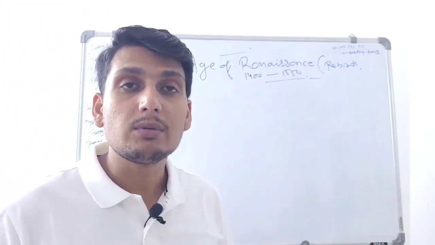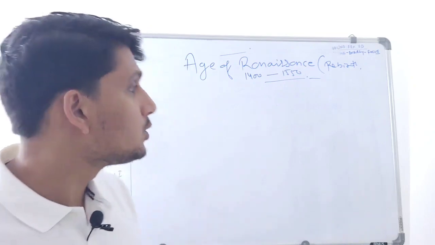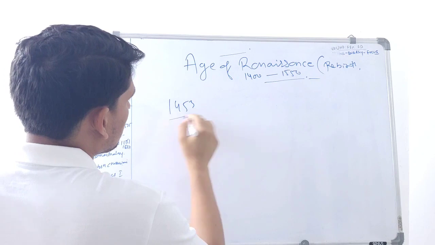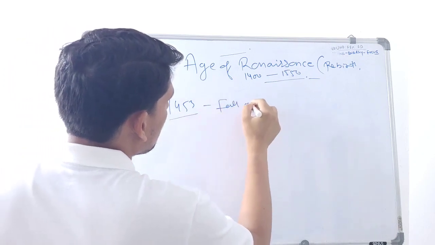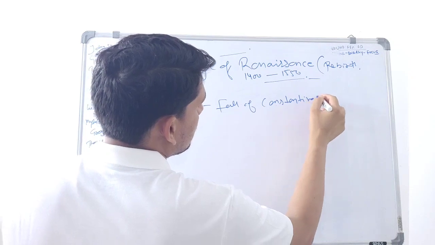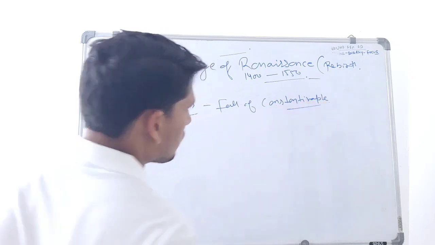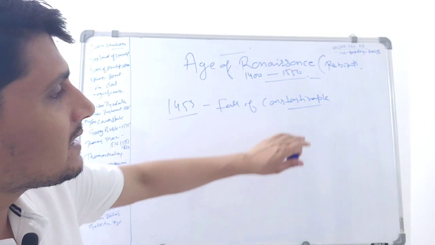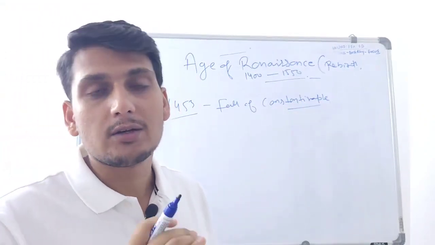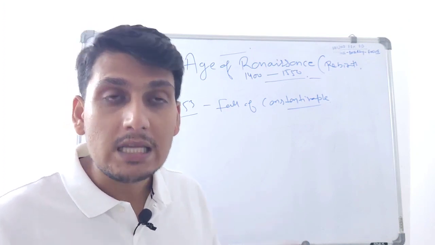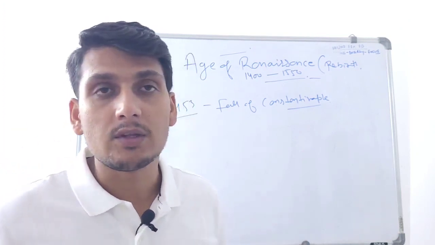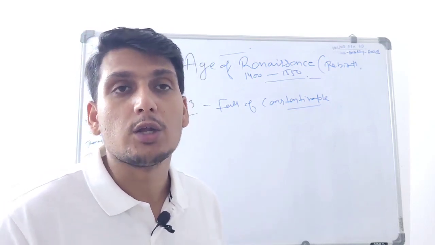And how did this rebirth happen? It was due to an event which took place in 1453. What was that? It was the fall of Constantinople. What was this fall of Constantinople? It was the capital of the Byzantine Empire, and the Turks attacked them. And then what happened? The Greek scholars fled to Italy with their classical texts and knowledge.